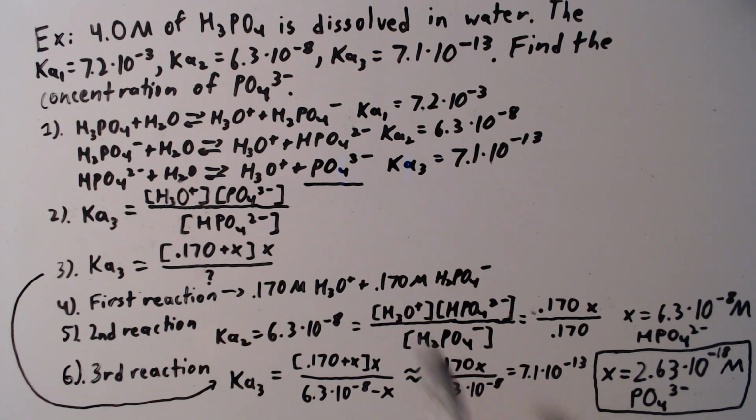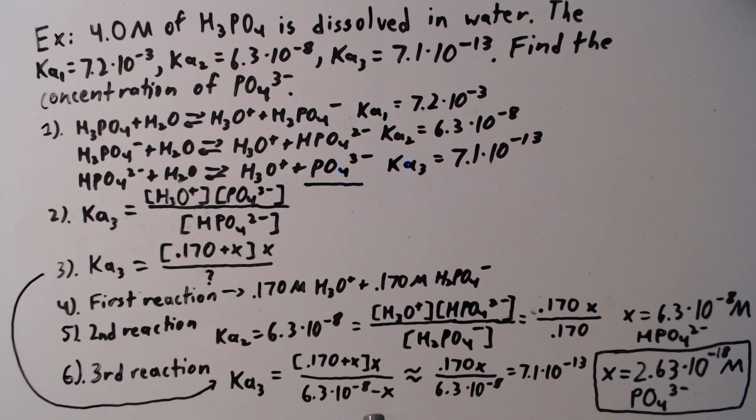However, like for the other reactions, we don't need this plus X, because the 0.170 molar H3O plus concentration remains essentially constant for all three reactions. So we just multiply 0.170 by X and we take out this plus X.